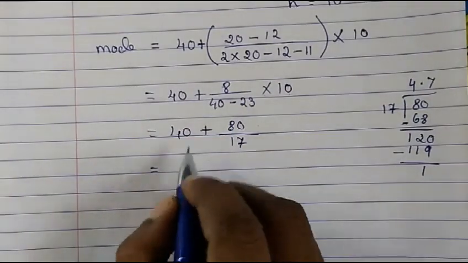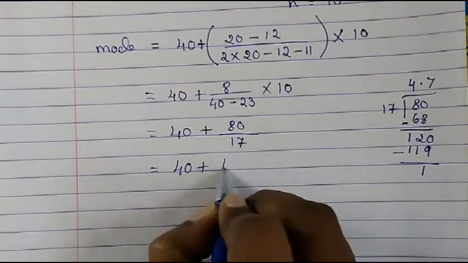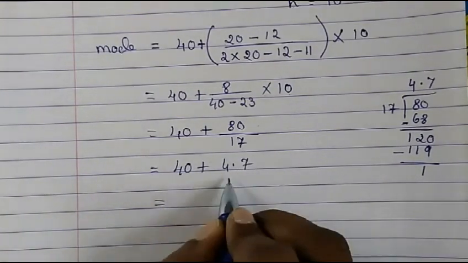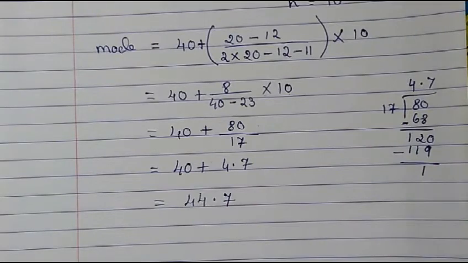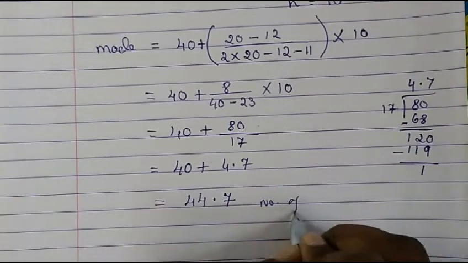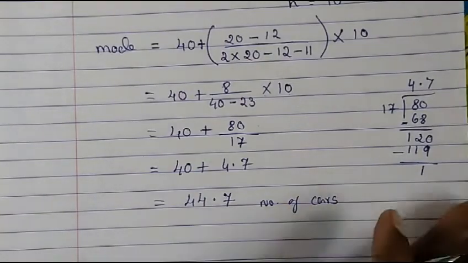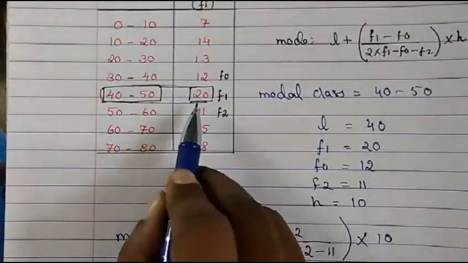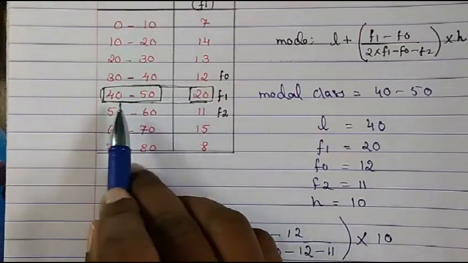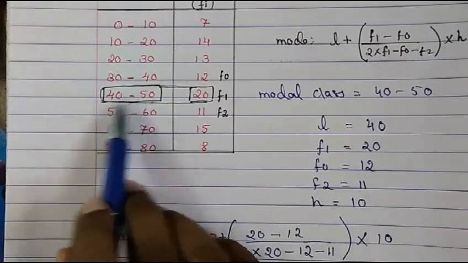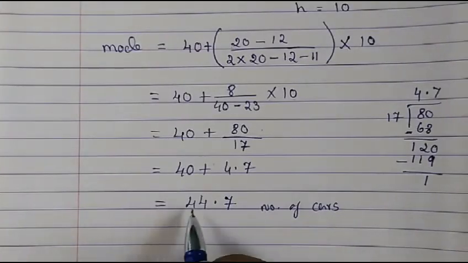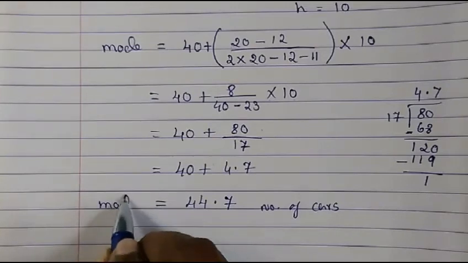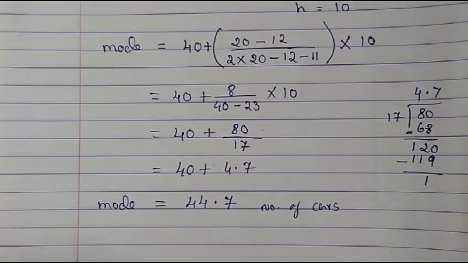So you can write 40 plus 4.7. 40 plus 4.7 gives us 44.7. And what is this? It is the number of cars that he observed. The highest frequency is 20 periods. In that, the number of cars that mostly occurred, as I told you, the answer will come between 40 and 50. So you see, mostly 44.7 cars were passing. So this is our mode. That's it. Thank you.